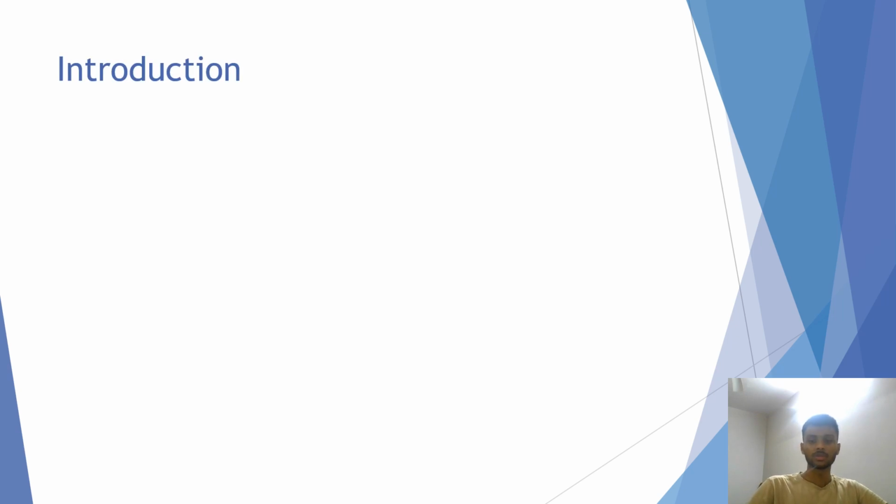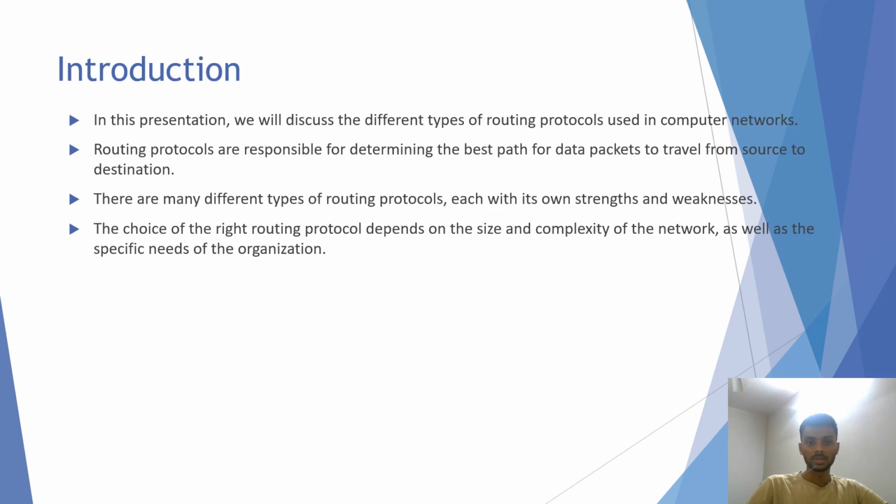First, coming on to the introduction to the topic. Here we will be discussing the different types of routing protocols used in computer networks. Routing protocols are responsible for determining the best path for data packets to route from source to destination. There are many different types of routing protocols, each with its own strengths and weaknesses. The choice of routing protocol depends on the size and complexity of the network as well as the specific needs of the organization. Routing protocols are very important as they determine how data travels, prevent congestion, help in efficient data transfer, and can be tailored to the specific needs of an organization or institution.